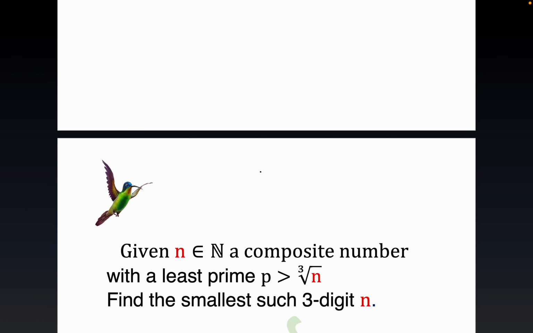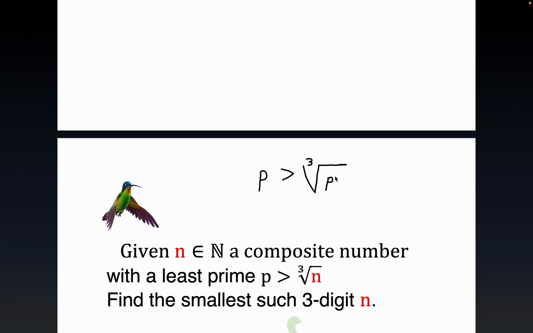Good day, everybody. There's a fairly simple guess or answer, without doing much work, to our question. We're looking for the smallest three-digit positive integer, composite, that satisfies the condition that its smallest prime is greater than the cube root of the integer. You'll notice just by inspection, p is a prime number, certainly greater than the cube root of p squared.